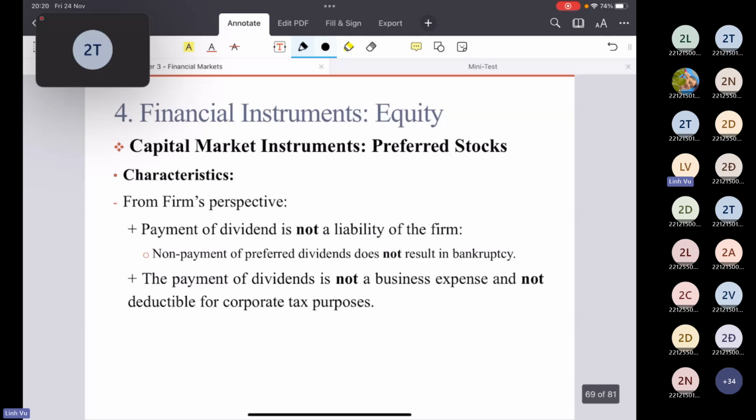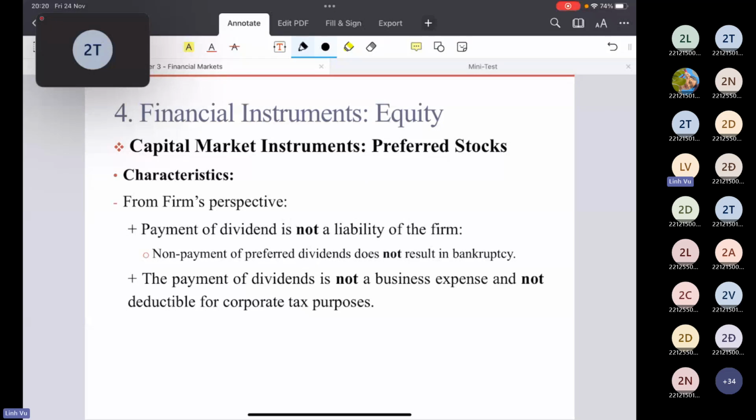From the perspective of the issuer of preferred stock, payment of dividend is not a liability of the firm. It is the same with the common stockholders, right? Because if the firm cannot make the preferred dividend payment on time, the investor will not be able to force the firm into bankruptcy.